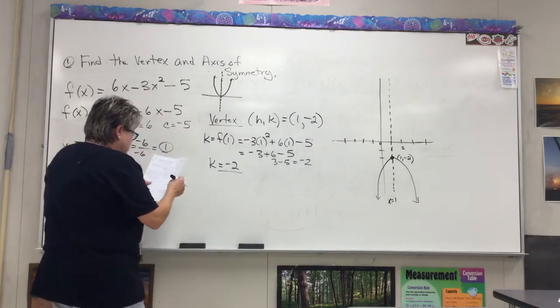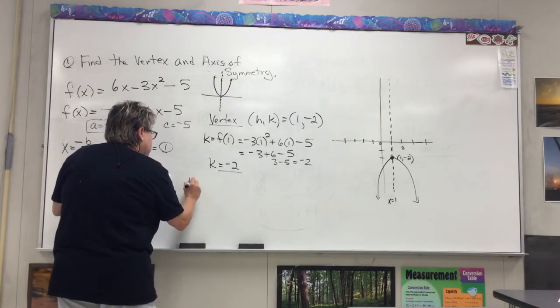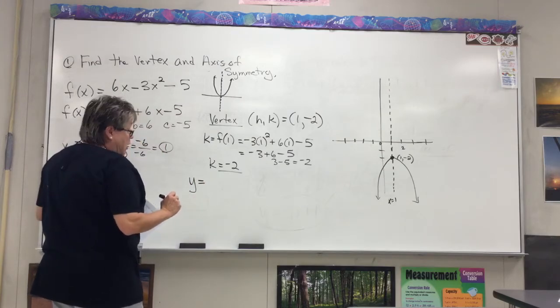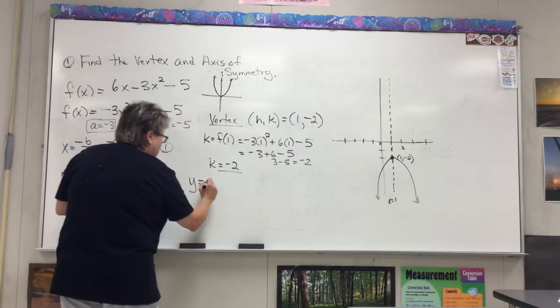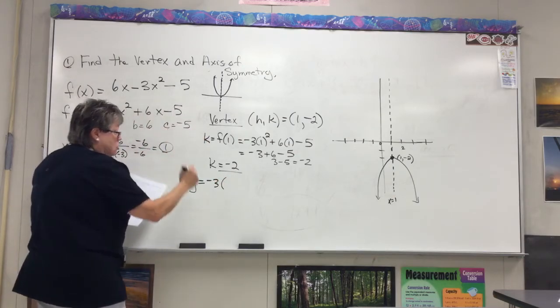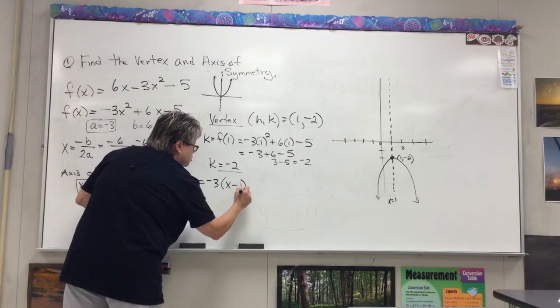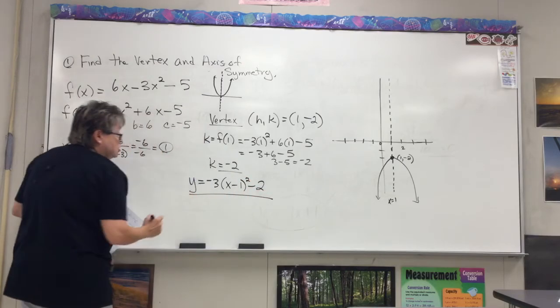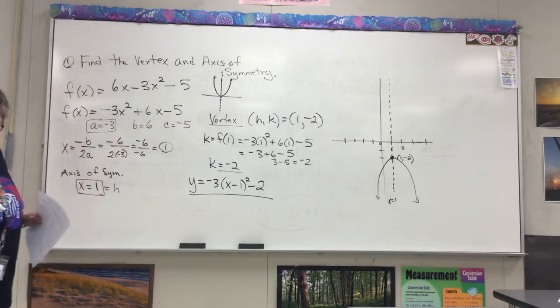I can also go ahead now and rewrite in vertex form. Our a is negative 3. And then if you fill in your h and your k, y equals negative 3 times (x minus 1) quantity squared, minus 2, that should be the equation for our parabola.